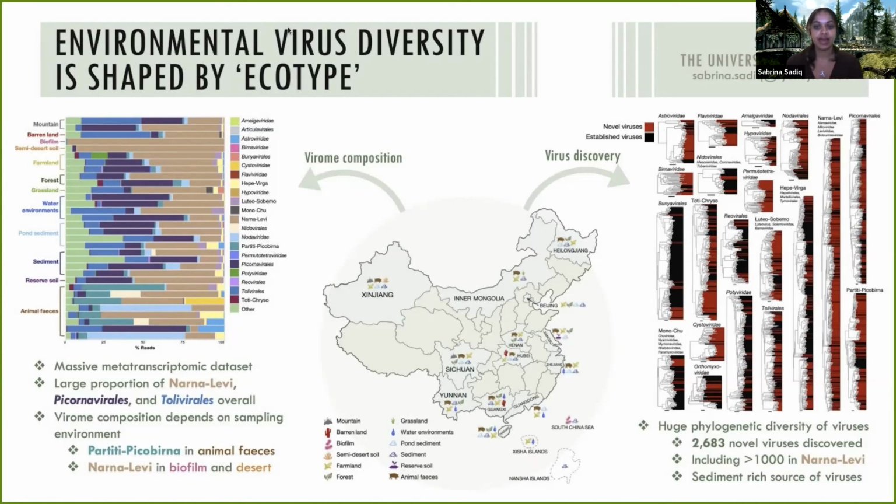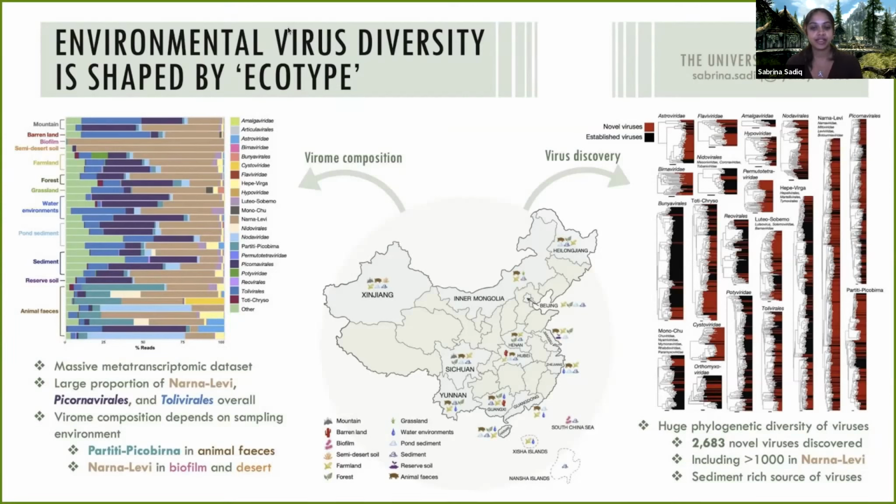the environment sampled. As you can see, some of the general trends are that there is a remarkably large proportion of viruses belonging to the fungi and bacteria-associated Nanghoe-Levi clade in virtually all environments, especially in biofilm and semi-desert soil samples. One more specific observation is that there is a large proportion of Partitiviridae viruses, that's the teal color. They have plant, fungal, and protist hosts, and there's a large proportion of them in animal feces, likely due to the host's diet rather than reflecting any actual infection.